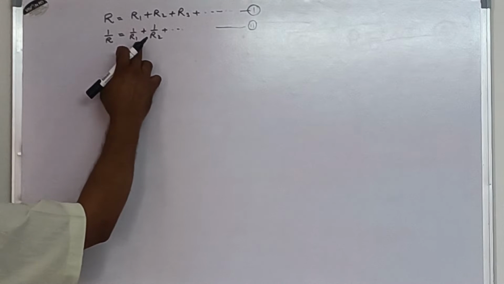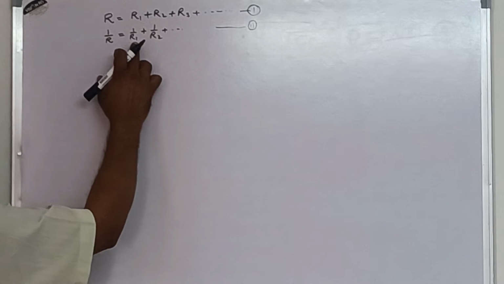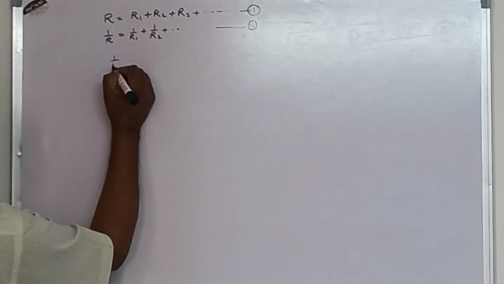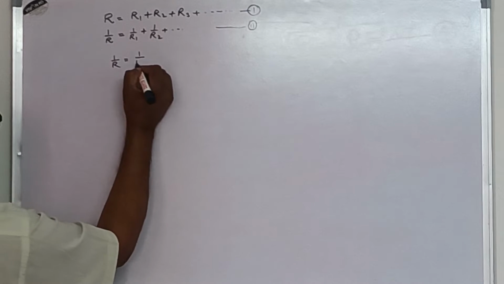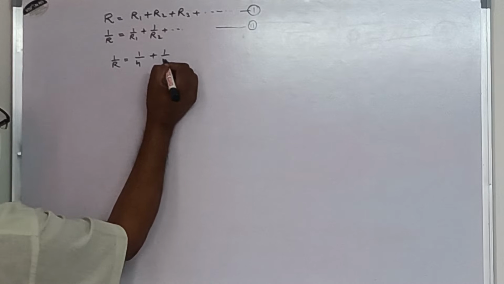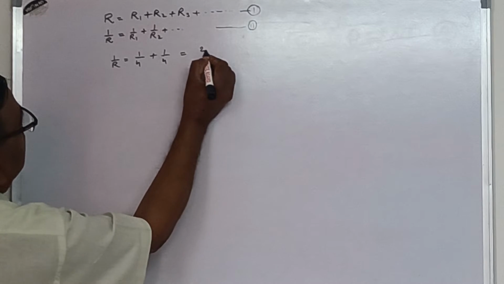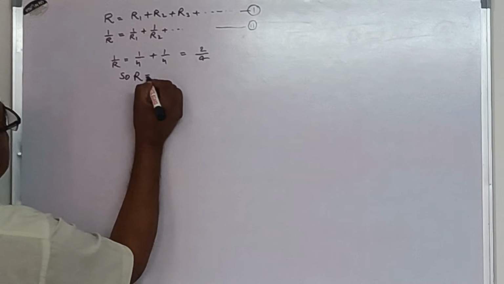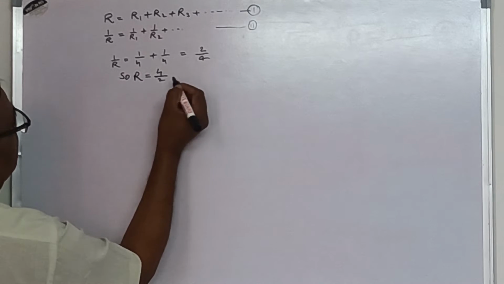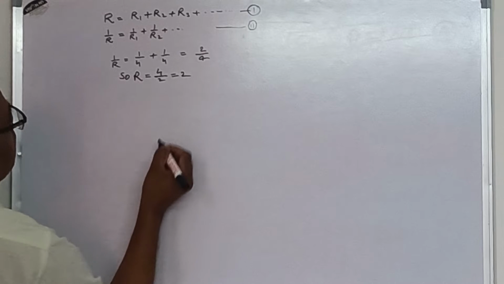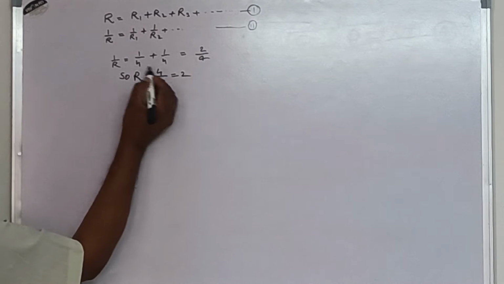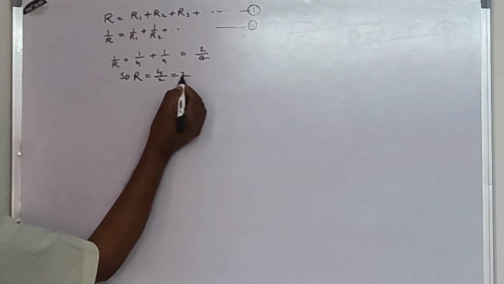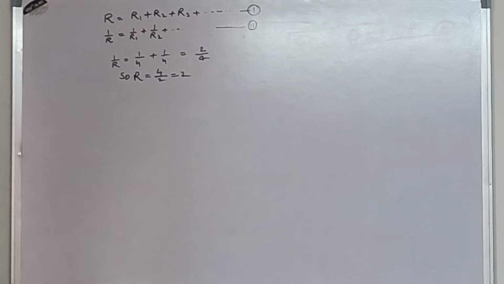Suppose there are two resistances of 4 ohms. So 1 by R is equal to 1 by 4 plus 1 by 4. This becomes 2 by 4. So R is equal to 4 by 2, which is 2. So R1 is 4, R2 is 4, and the resultant R is 2, half. आधा हो जाता है.